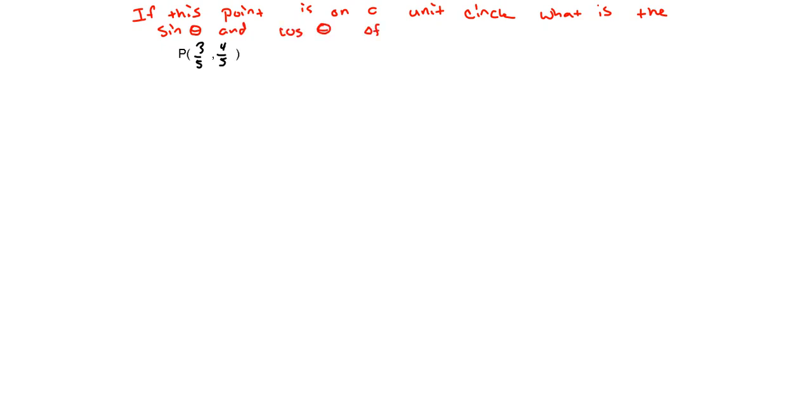Now, here's the strange problem. This one looks a little strange because of this point. The directions are going to read something like: if this point is on a unit circle, what is the sine and cosine, sine of theta and cosine of theta, of this point?